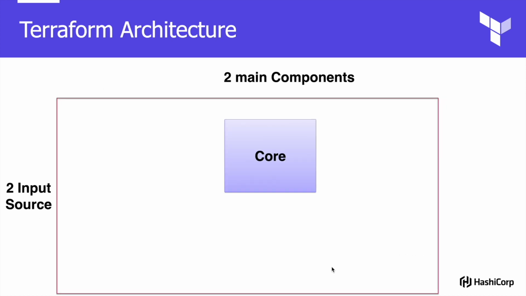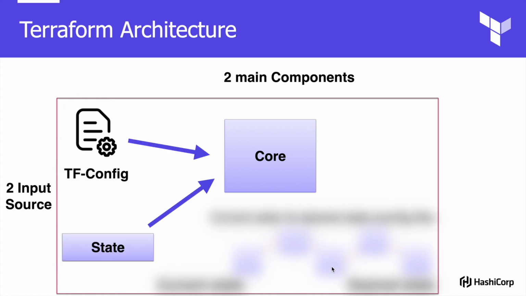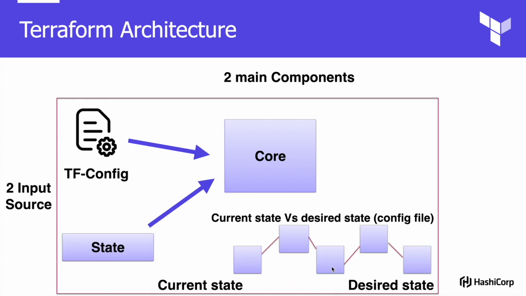Terraform has two main components that make up the architecture. The first one is Terraform core. The core uses two input sources in order to do its job. It takes the Terraform configuration created by the user, where he defined what needs to be provisioned or created, and the second one is the Terraform state, where Terraform keeps the up-to-date state, that means the current setup of the infrastructure.